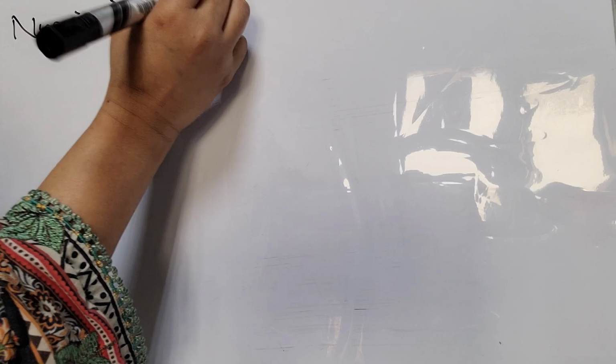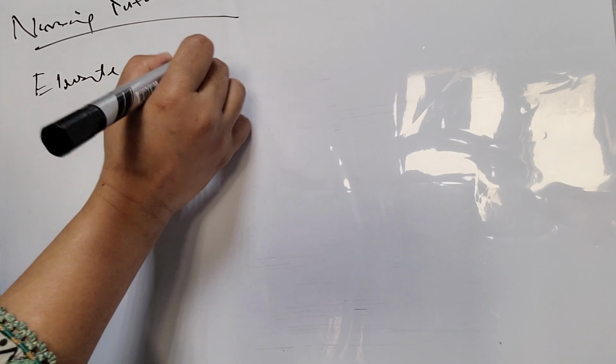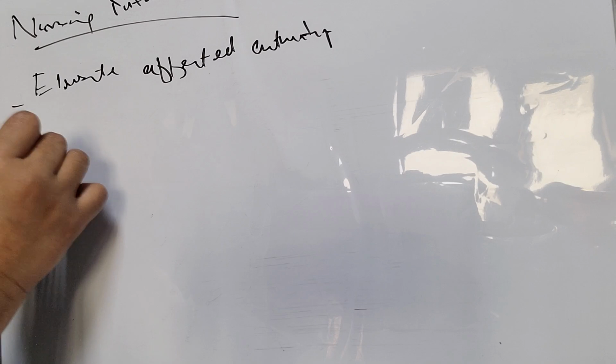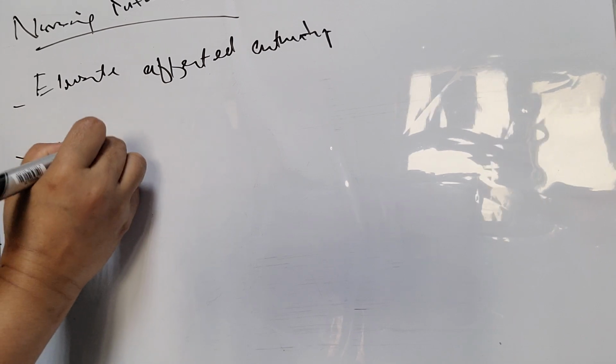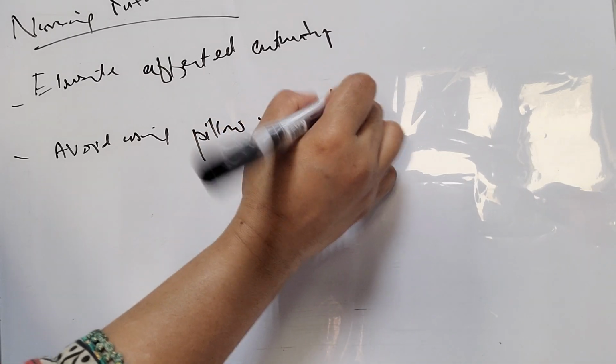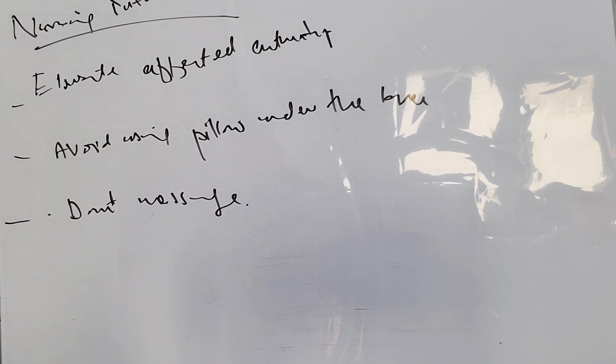Now we will talk about the nursing intervention. For the nursing intervention, provide bed rest if prescribed, and elevate the affected extremity above the level of the heart as prescribed. Avoid using the knee gatch or a pillow under the knees. These are very important points. Don't massage. If you massage the affected calf, what will happen? The thrombus will travel to other parts of the body.